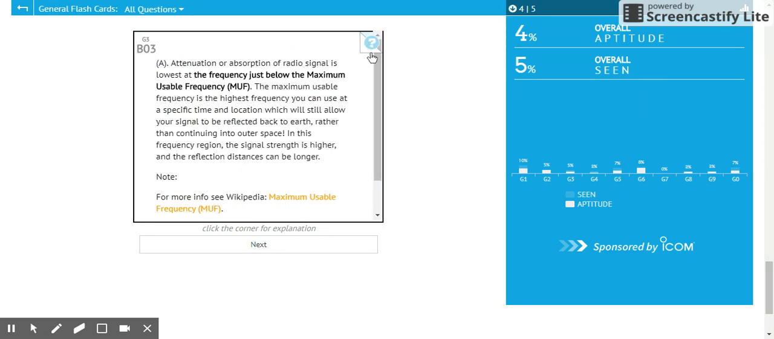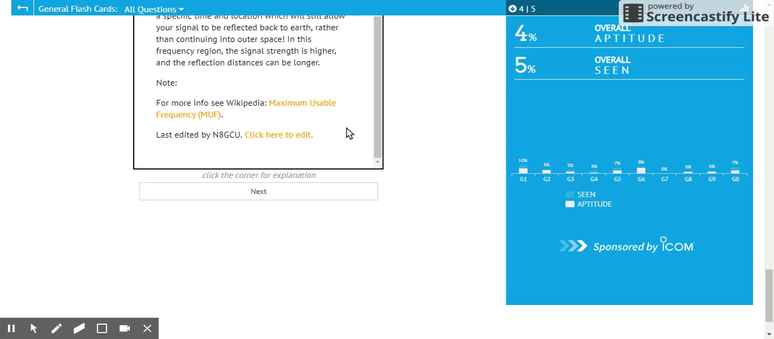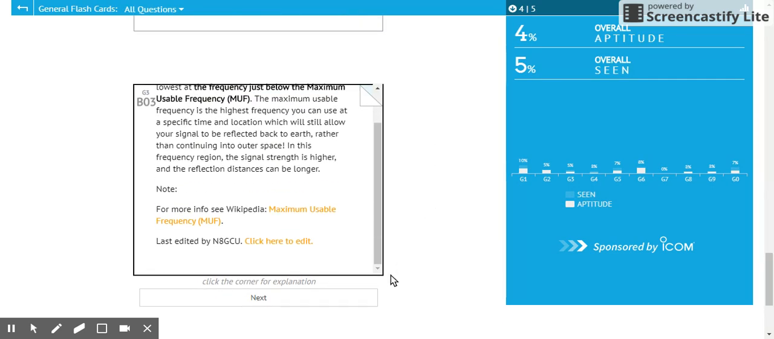Let me find out. Attenuation or absorption of radio signal is lowest at the frequency just below the maximum usable frequency, MUF. The maximum usable frequency is the highest frequency you can use at a specific time and location, which will still allow your signal to be reflected back to Earth rather than continuing into outer space. In this frequency region, the signal strength is higher and the reflection distances can be longer. See more on Wikipedia. Well, I'm not going to bother right now.